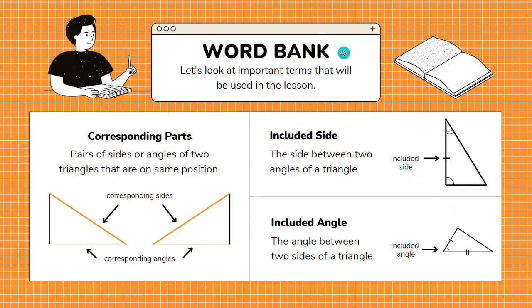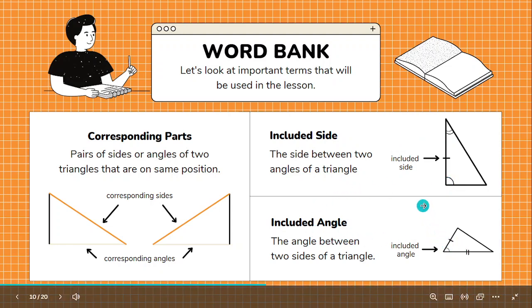Yes. Now, before moving on to those criteria, let's see some word bank. These are the key words which we will be using. So you should be aware of these words. Now, corresponding parts means pairs of sides or angles of two triangles that are in the same position. Like here, if we are taking this side and here we are taking this side, it means these two sides are called corresponding sides, or these two angles are called corresponding angles. Now, included side means the side between two angles. Similarly, included angle means the angle between two sides of a triangle.